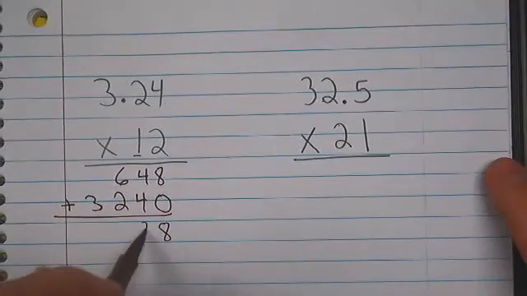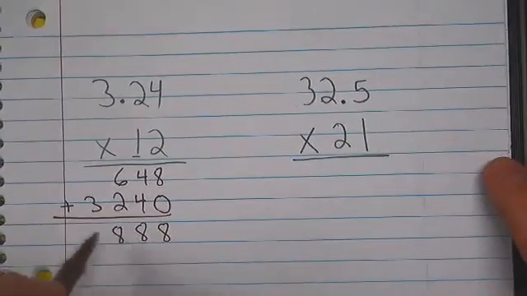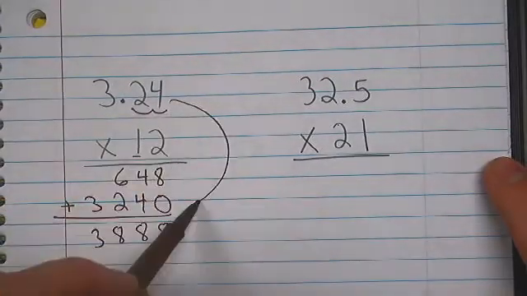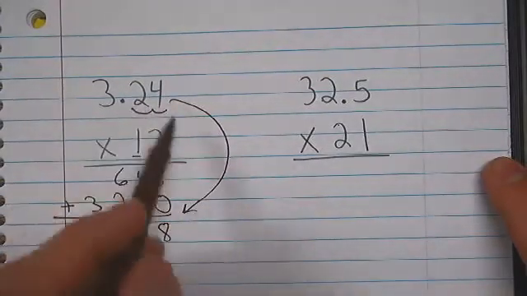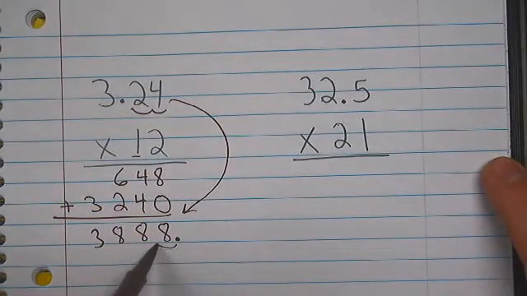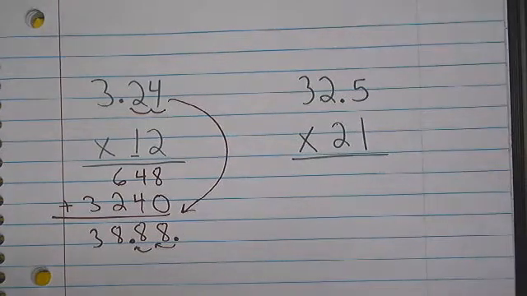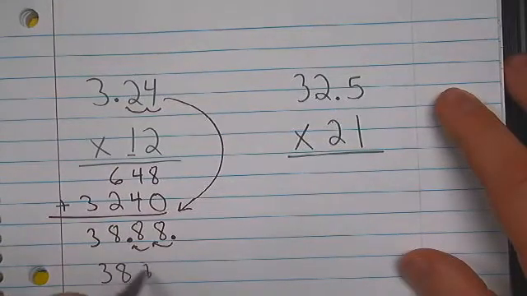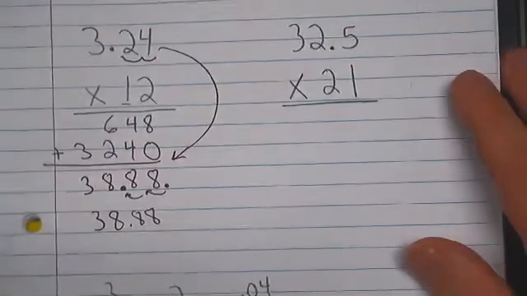That's 8, 8, 8, and 3. Then we have to divide by 10 twice because there are two decimal place values, so we need to divide by 10 twice. Moving that decimal over once, twice. 38 and 88 hundredths is going to be our product. So 38 and 88 hundredths is our product.